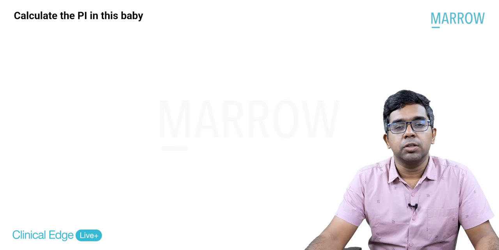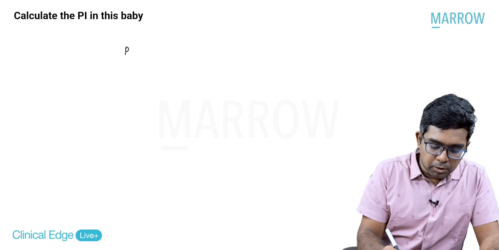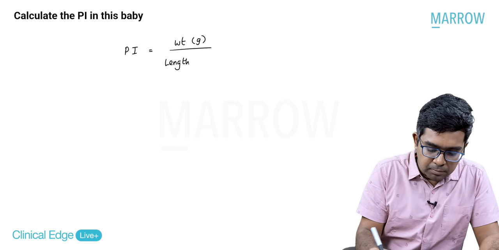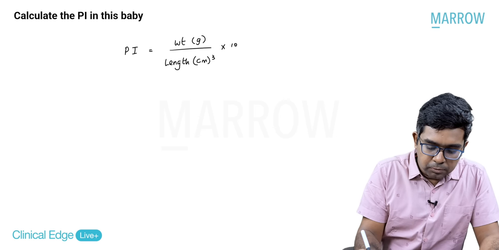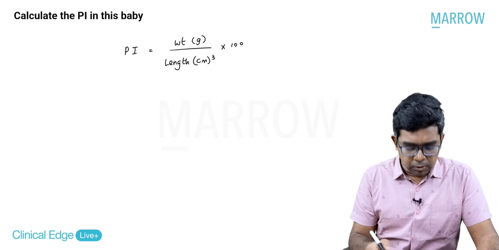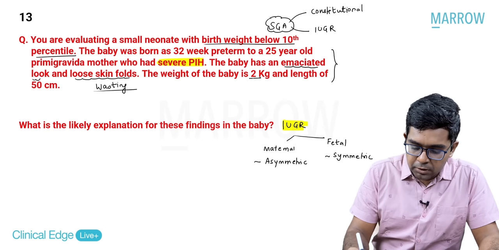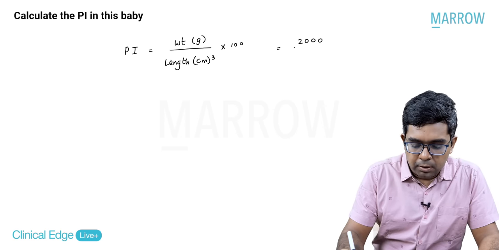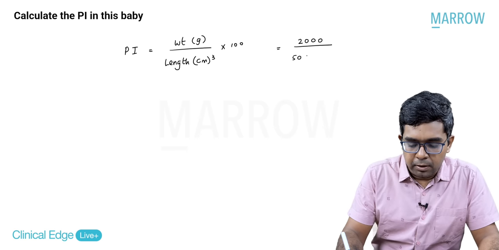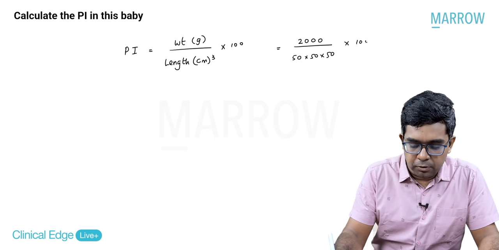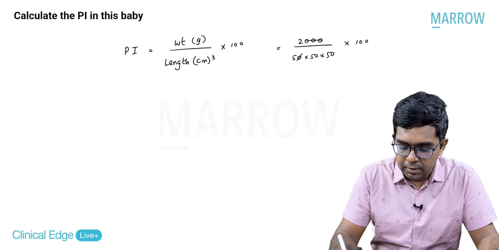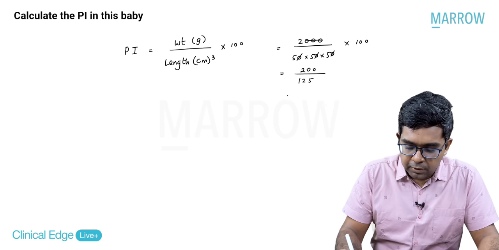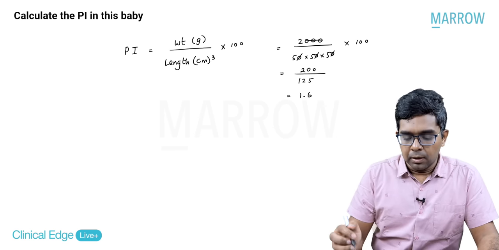In fact, the next part of the question is related to calculating the ponderal index in this baby. Ponderal index is calculated as weight in grams divided by length in centimeters cubed, the whole into 100. That is how it is calculated. Now, taking you back to the question, look at the parameters given. Weight is 2 kg and length is 50 cm. So 2 kilograms means 2000 grams divided by length in centimeters cubed, that is 50 into 50 into 50, into 100. If you simplify the calculation, all these zeros will get cancelled. So it would be numerator 200 divided by 5 into 5 into 5, this is 125, which is roughly equal to 1.6.